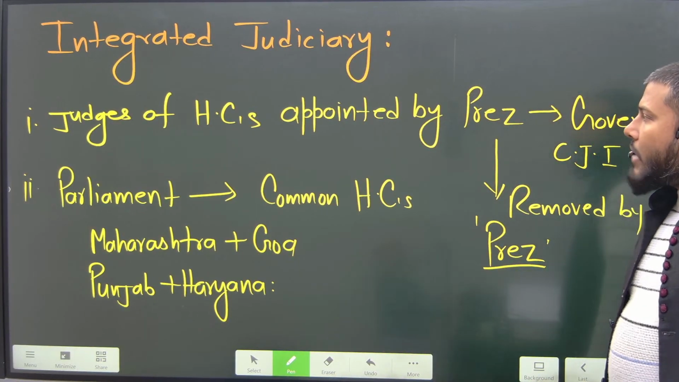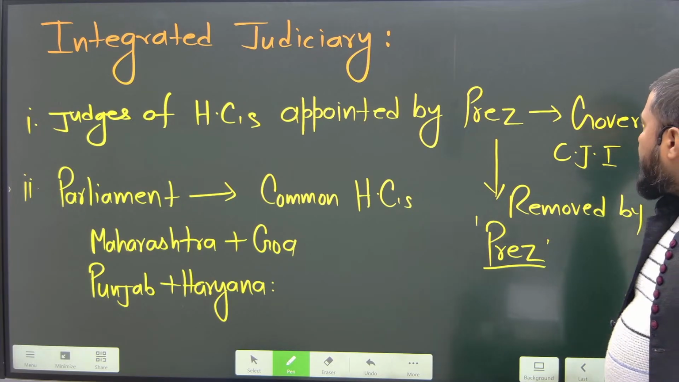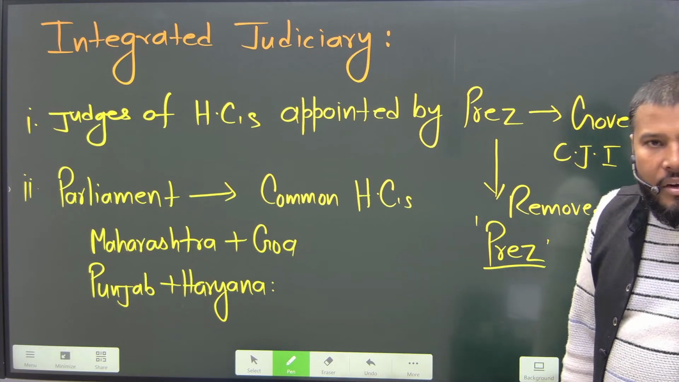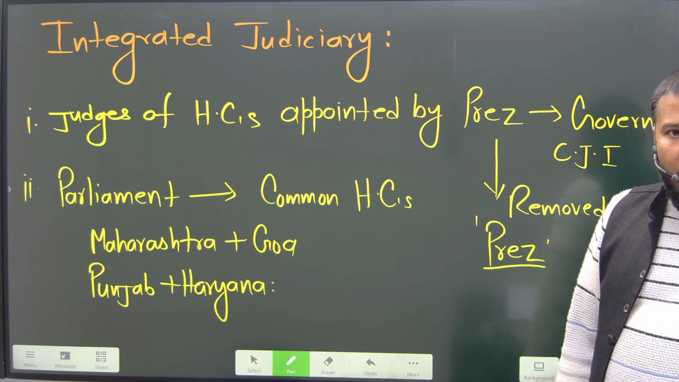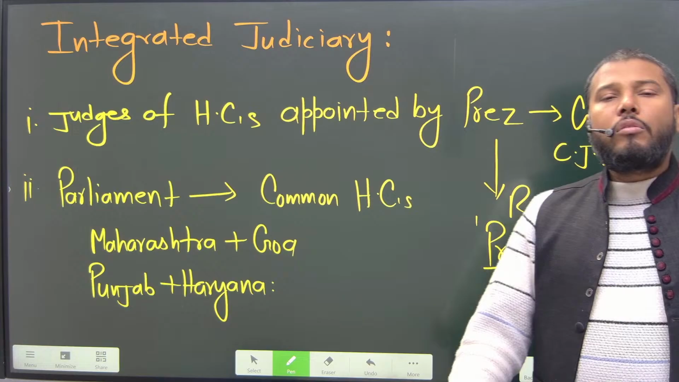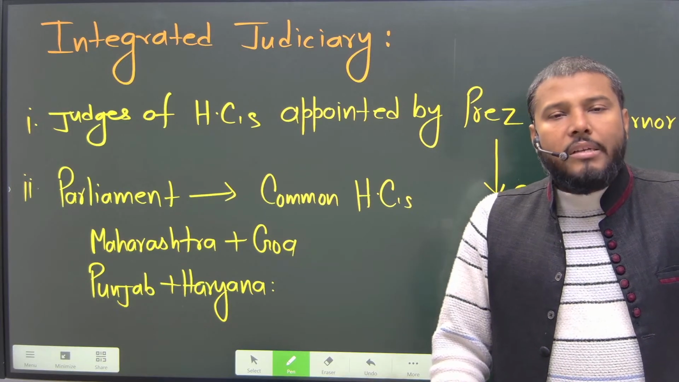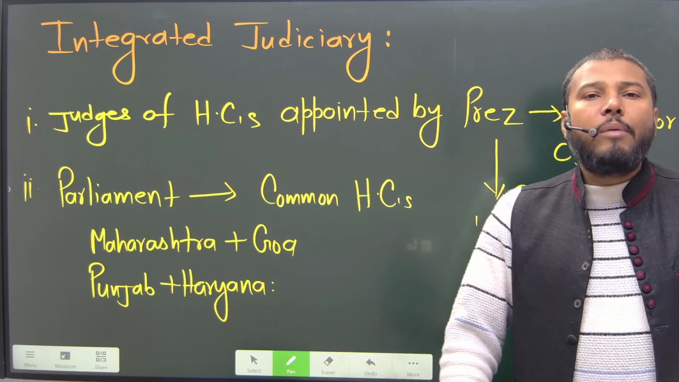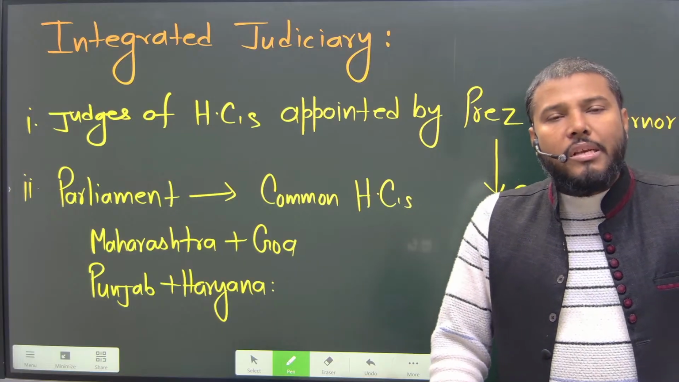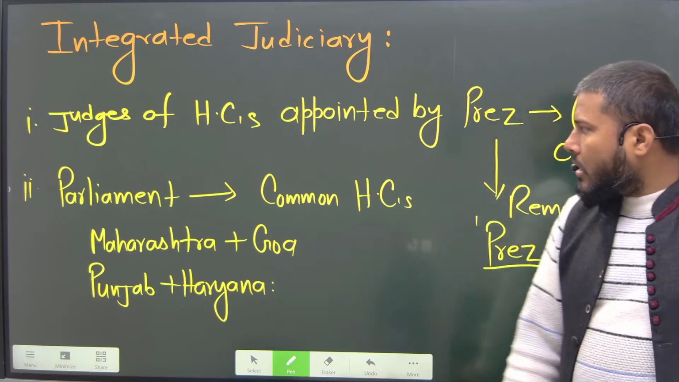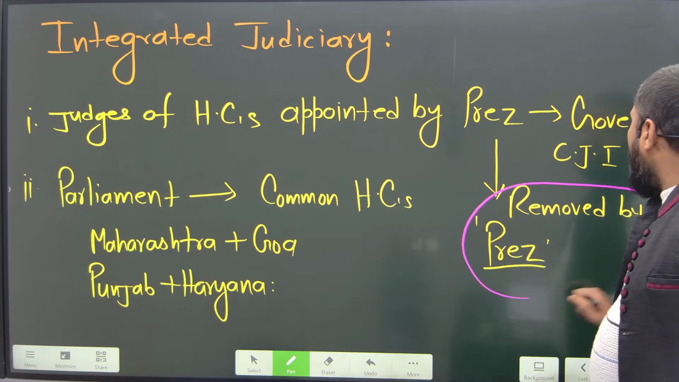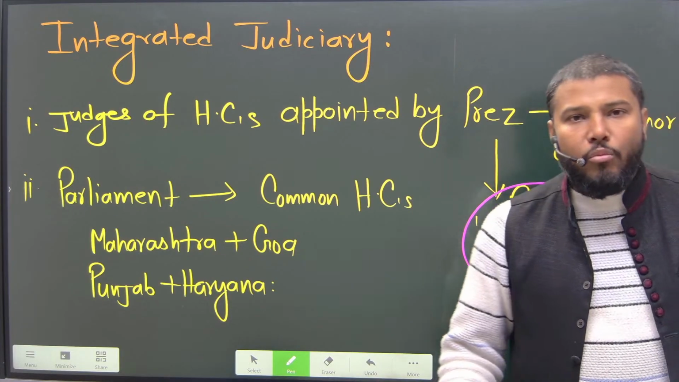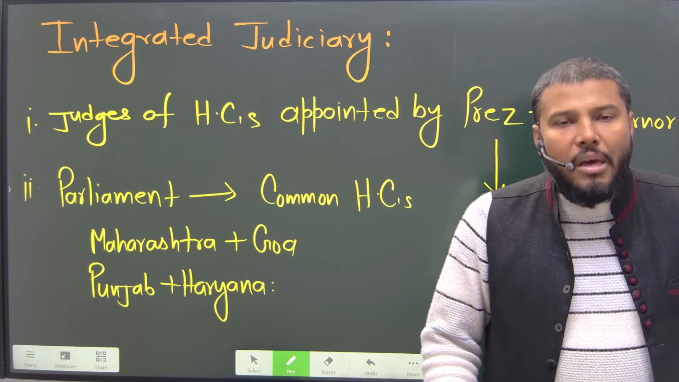Our judges of the high courts are appointed by the president with the consent of the governor and the Chief Justice of India, the CJI. So with the consent of the governor and the CJI, our president appoints the chief justices and the other judges of the high court. But they can be removed only by the president, right? Their removal shall only be done by the president.